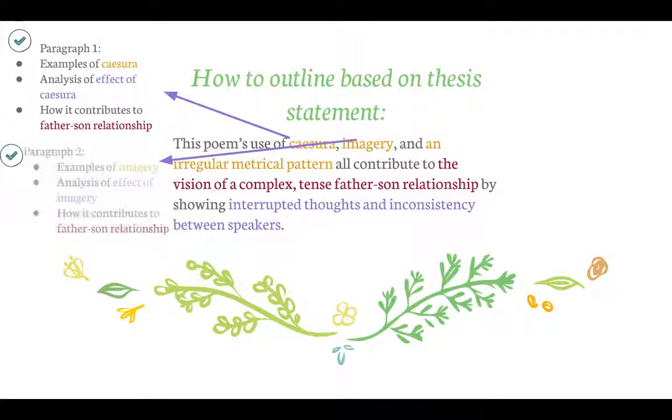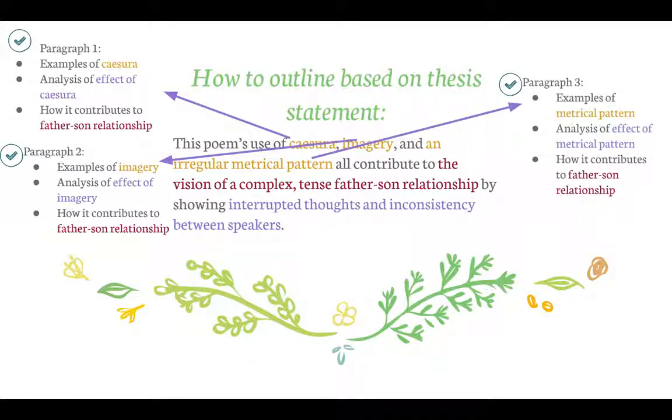Our next body paragraph is going to do pretty much the same thing but with imagery. So it will provide examples of imagery, it will analyze the effect of the imagery, and explain how that imagery contributes to the father-son relationship. And then lastly, the third body paragraph would show examples of the metrical pattern, analysis of how that affects the poem, and how that contributes to the complex and tense father-son relationship.